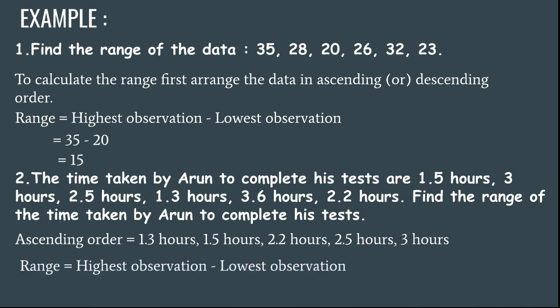We know that range is equal to highest observation minus lowest observation. So here the highest observation is 3 hours and the least observation is 1.3 hours. So therefore 3 minus 1.3, which is equal to 1.7 hours. So the range is 1.7 hours.